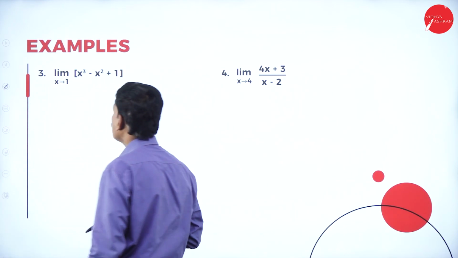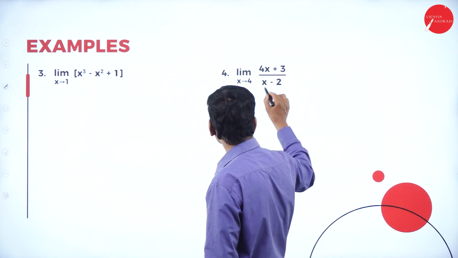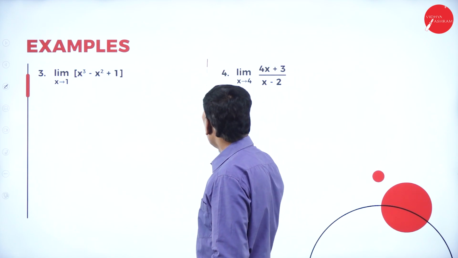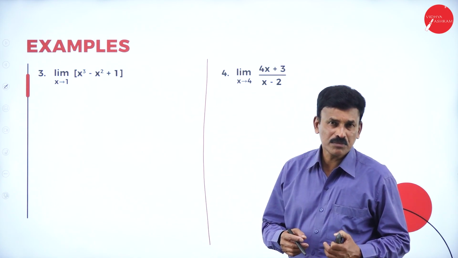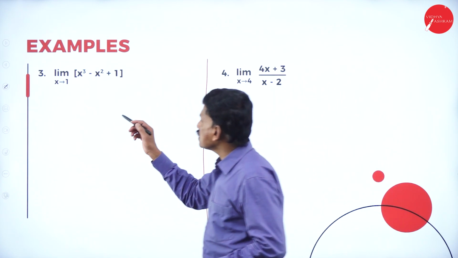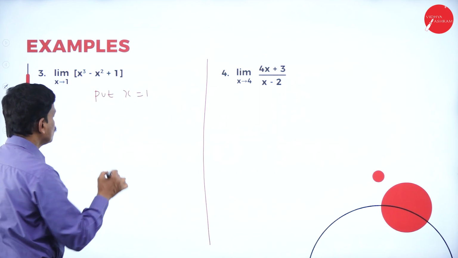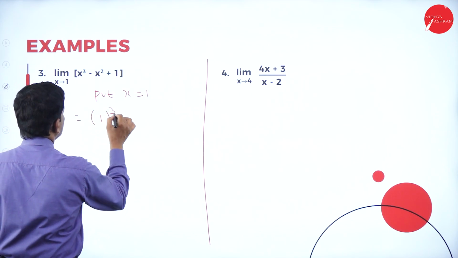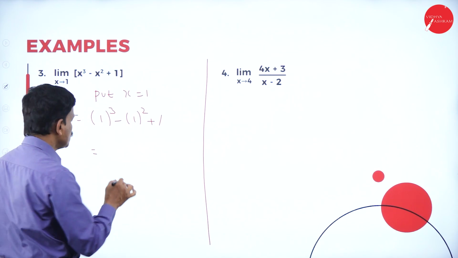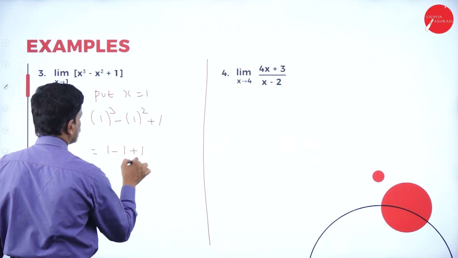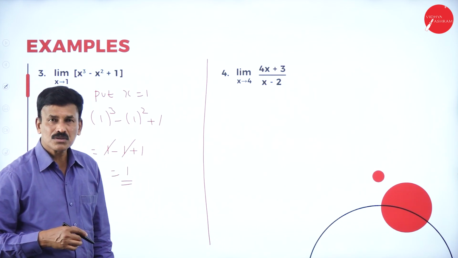Now limit x tends to 1 of x cube minus x square plus 1. On the other hand, limit x tends to 4 of (4x plus 3) divided by (x minus 2). Now let us come to this third one. These are important types of problems. You may expect this type of question for 2 marks. Now put x equal to 1 here. If you put x equal to 1, then this becomes 1 cube minus 1 square plus 1. What is 1 cube? 1 into 1 into 1 is 1. 1 square is 1. Plus 1 minus 1 plus 1 gets cancelled. This is equal to 1. So the value of the limit is equal to 1.